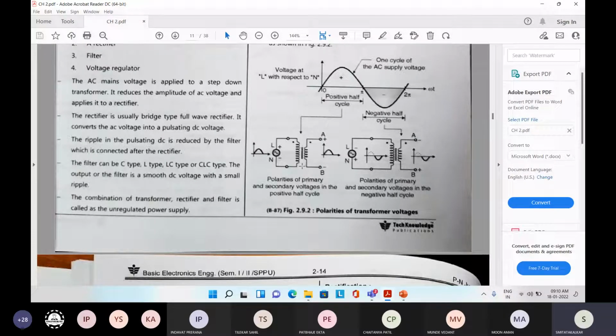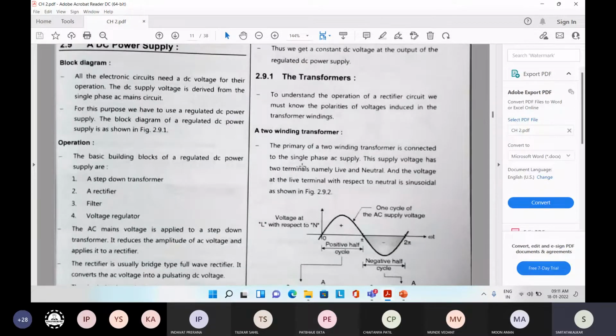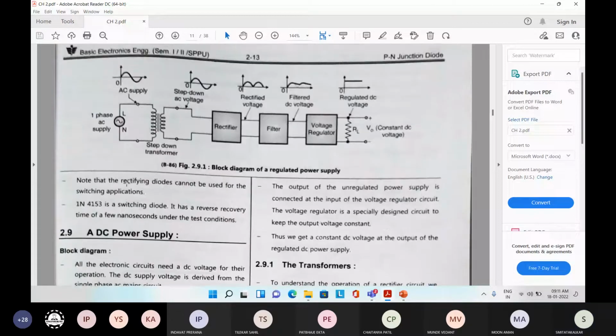But the secondary voltages, here the transformer is connected to the secondary voltage. Then what is meant by secondary voltage? The transformer is connected, and after that, here the step down transformer is the primary connection, and after that the secondary connection is connected to the rectifier.